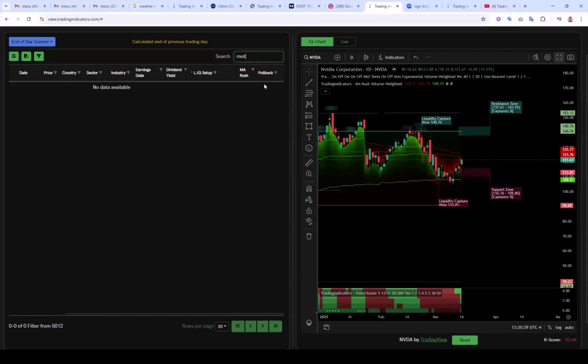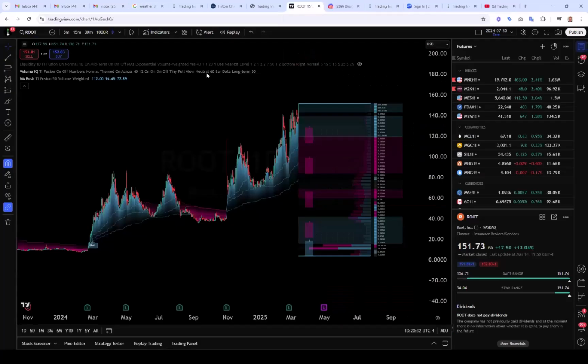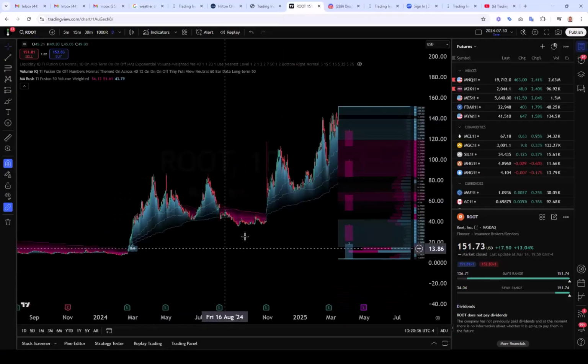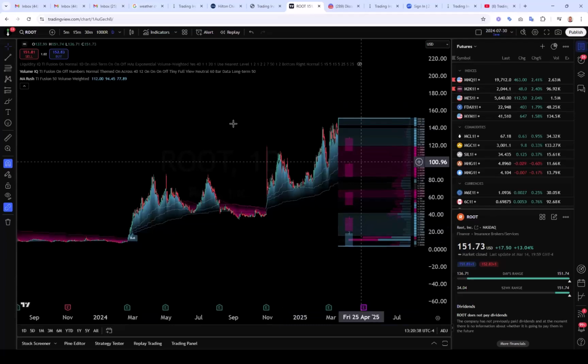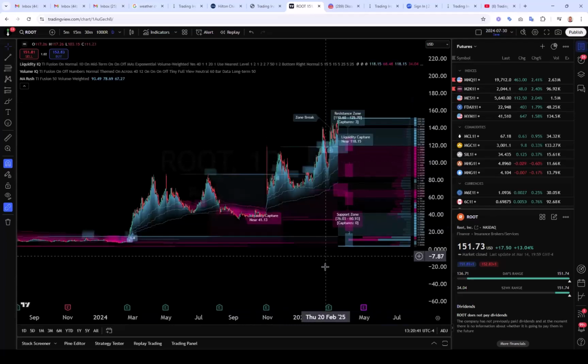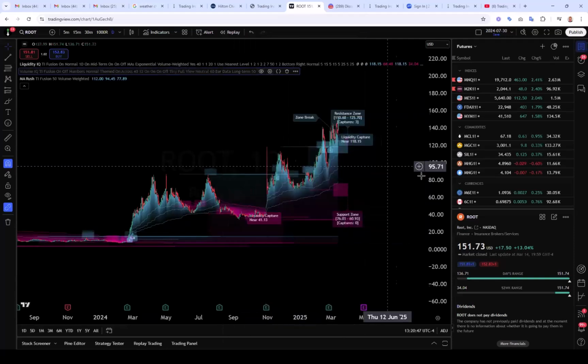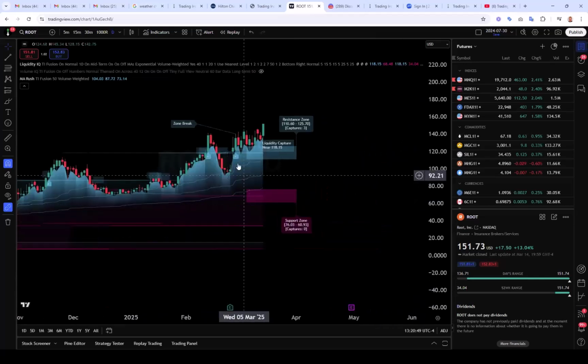Any other symbols? We have ROOT from Dan. I don't know why we don't have it. We should have it. Very bullish. Oh boy, what's going on here? Let me just put on our Liquidity IQ indicator. Yeah, we did have a zone break. I can see it, just recently here.